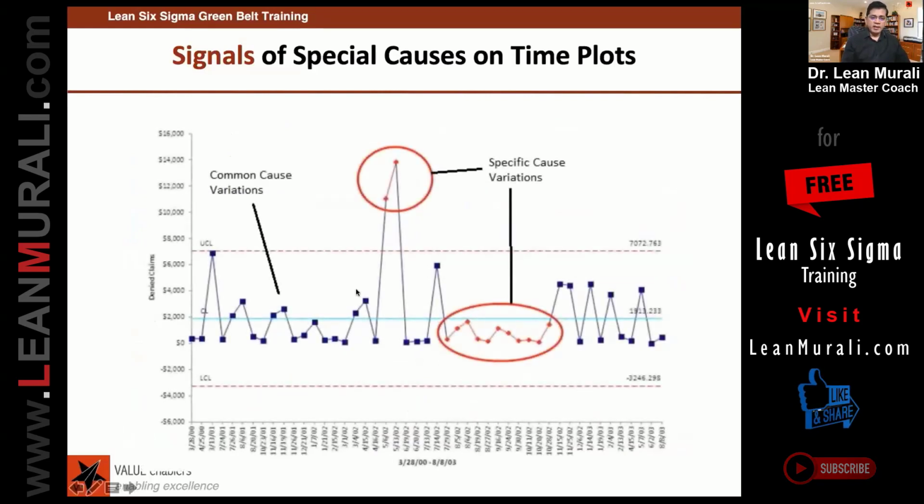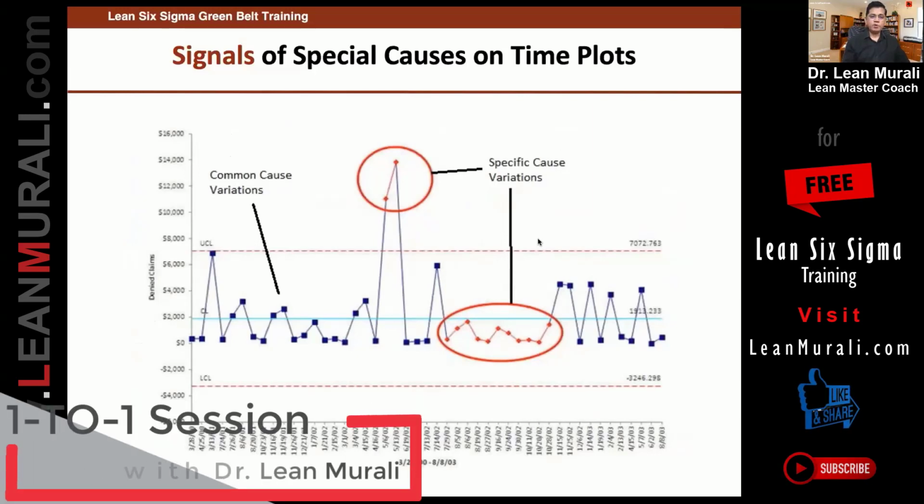It doesn't mean it has to jump. Even if it is alternating around the same point, then it is a problem. There are specific causes of variation. In this case, when it is alternating continuously up and down on one side, that means somebody is meddling with the data or meddling with the process.